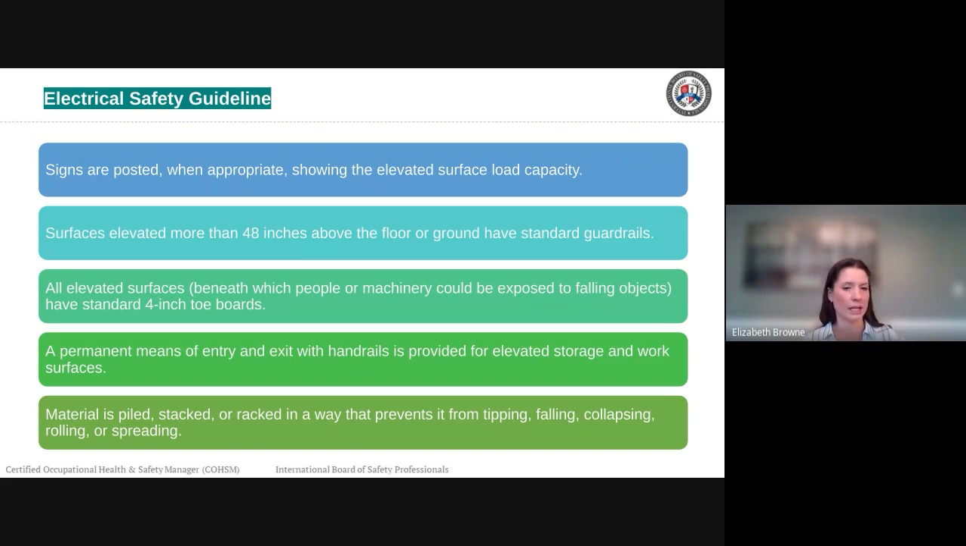Surfaces that are elevated more than 48 inches above the floor or ground have standard guardrails to protect employees. All elevated surfaces where people or machinery could be exposed from falling objects will have a standard 4-inch toe board to prevent things from falling off. A permanent means of entry and exit with handrails is provided for elevated storage and work surfaces. That could be a ladder or a stairwell. And material is piled, stacked, or wrapped in a way that prevents it from tipping, falling, collapsing, rolling, or spreading.